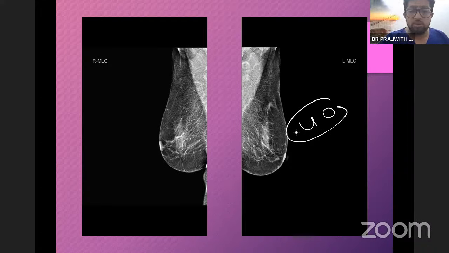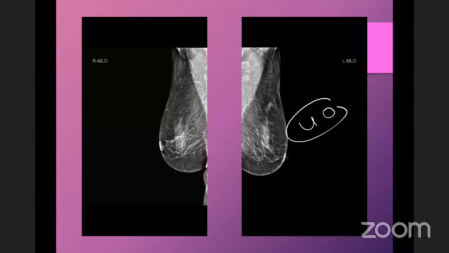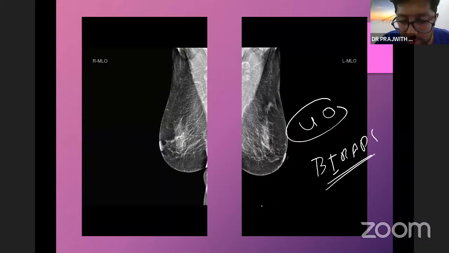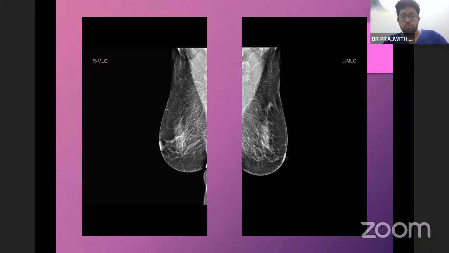So what do you think it is? BIRADS? BIRADS 4, sir. Very simple. BIRADS 4. Good. So that's how you interpret this lesion. So you saw this BIRADS 4 lesion in the upper outer quadrant.